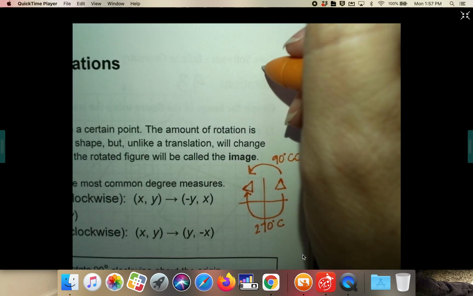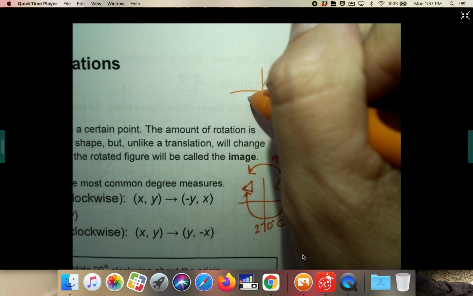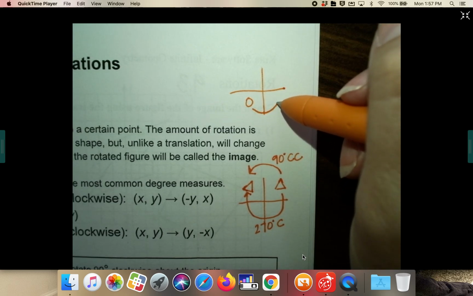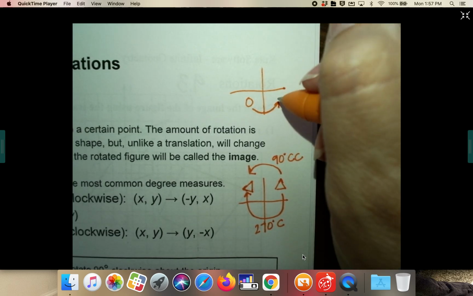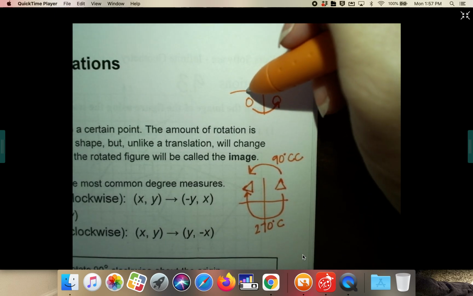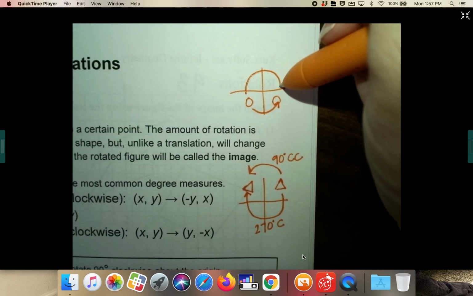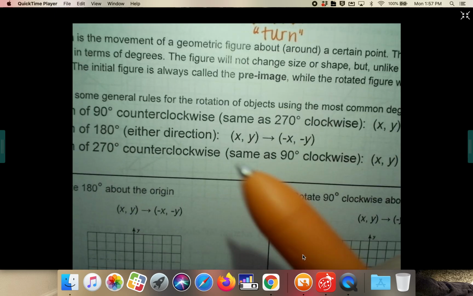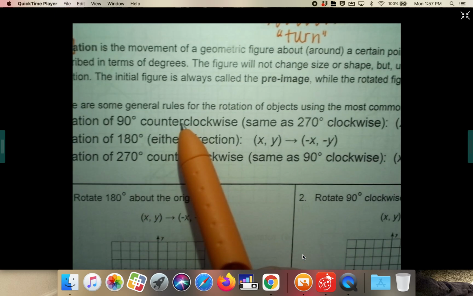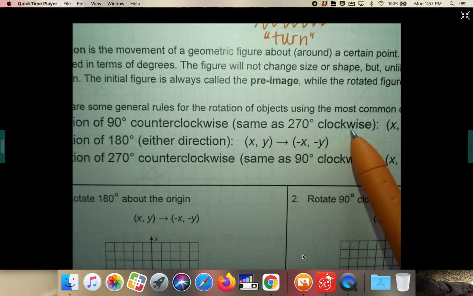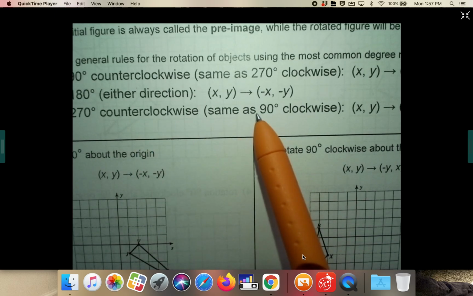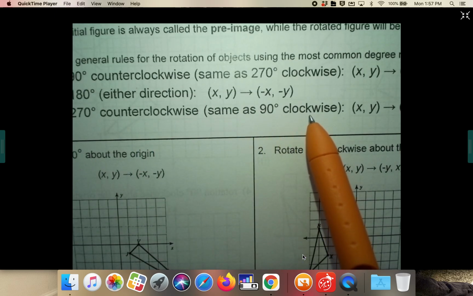And in the same way, if I had a circle and rotated it 90 degrees clockwise, it would end up here. Or if I went 270 counterclockwise, it would also end up here. So the same rules apply for 90 counterclockwise as 270 clockwise, and 270 counterclockwise is the same as 90 clockwise. So I hope that makes sense.